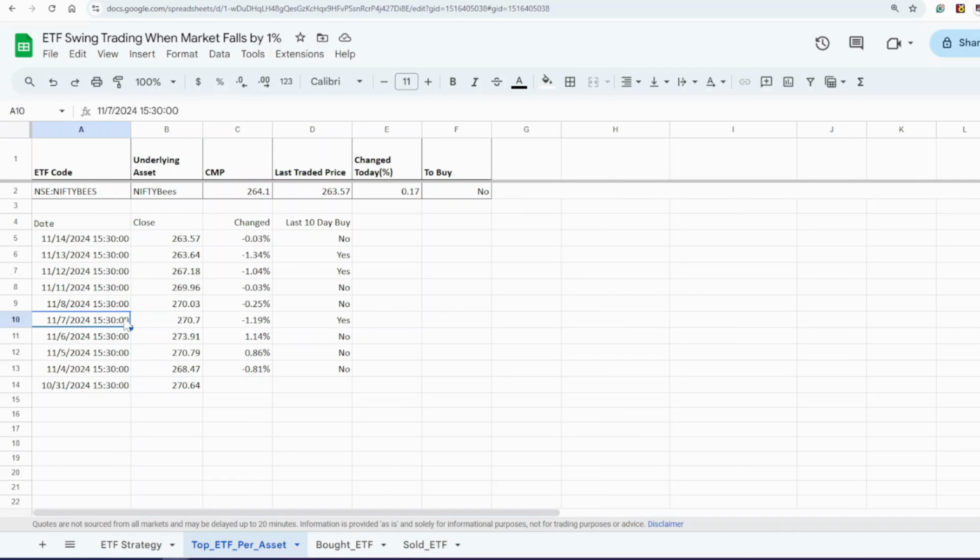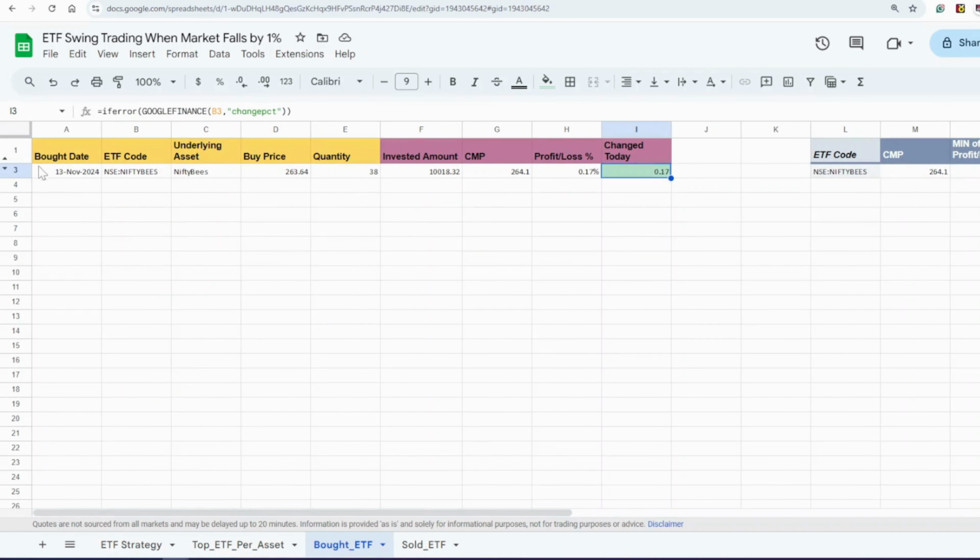Now say, for example, I have bought it here. After that, I will keep it in the bought date. So the bought date I have kept. What is the ETF code? What is the underlying asset? What is the buy price? What is the quantity? So it will give me the investment amount I have made, and the current market price of that.